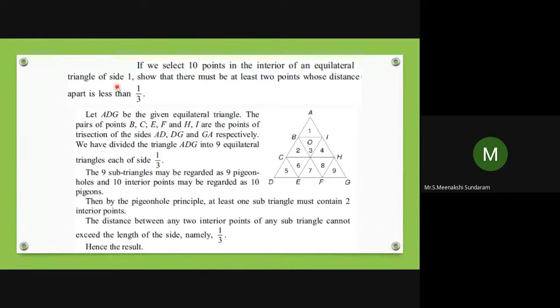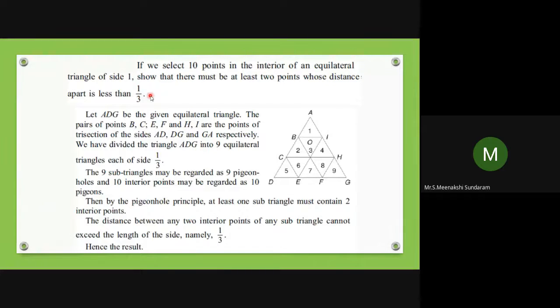So select an equilateral triangle where each side has length 1 unit, either centimeter or meter, whatever you take. Show that there must be at least 2 points whose distance apart is less than 1. At least 2 points occupy the same position, like the pigeonhole principle we can apply here. Sometimes the same problem is asked for 5 points, with distance less than 1 by 2.